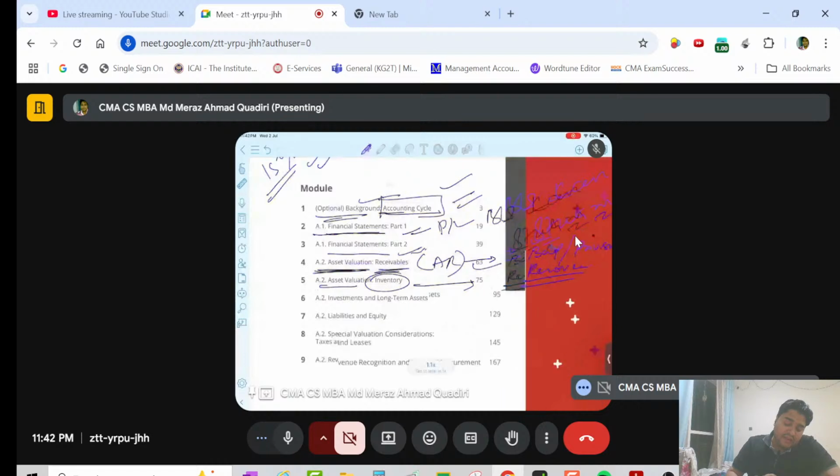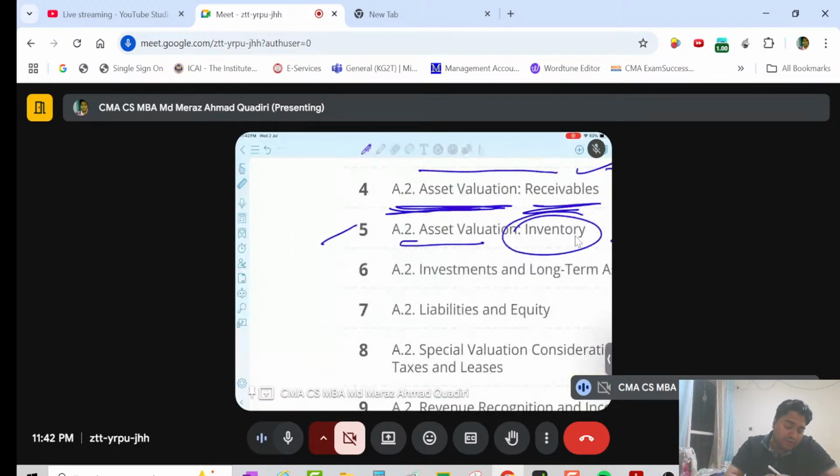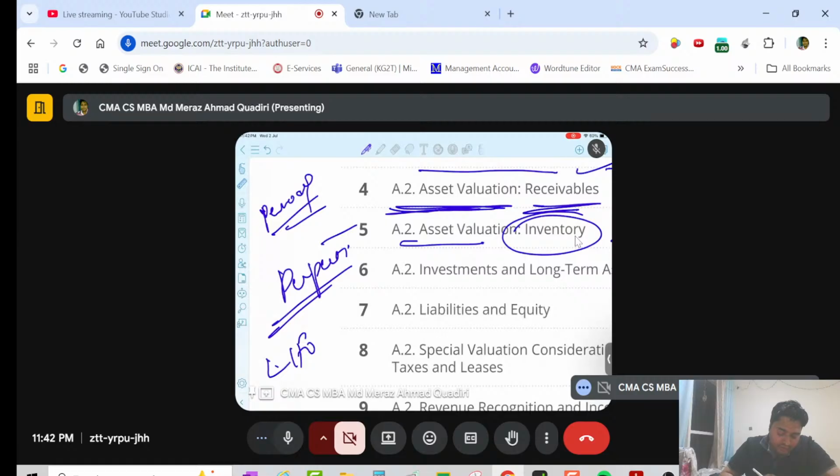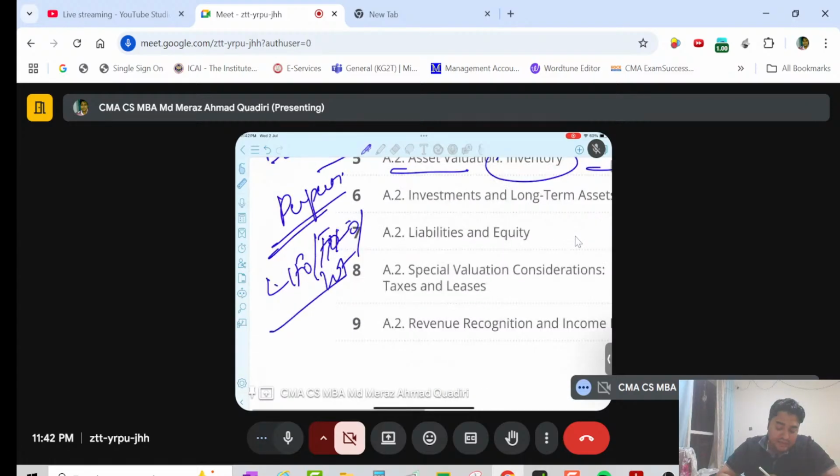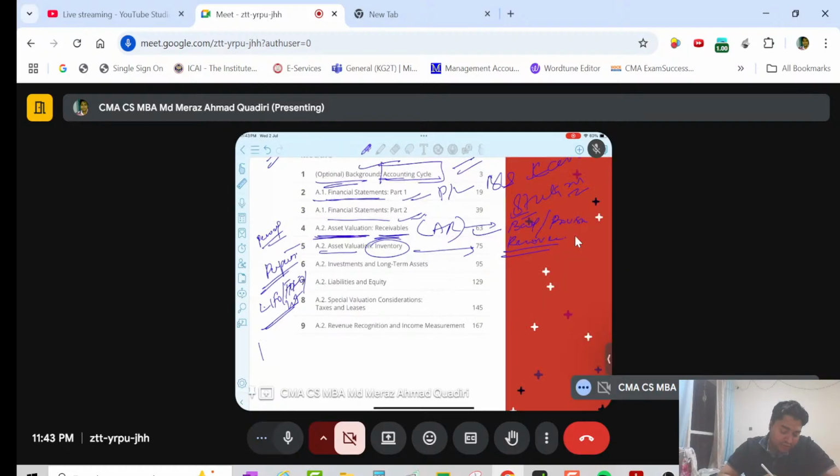In inventory, you will learn the concepts of periodic, perpetual, LIFO, FIFO, weighted average, and then you will learn inventory as per US GAAP and under IAS 2.